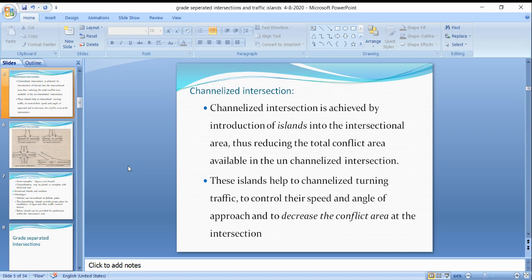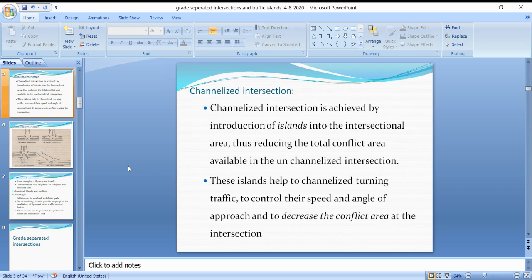We have already seen that 32 conflict points occur in the intersection: with pedestrians, with right turning and left turning, and in the middle. We have seen different colors for the different types of conflict areas, and all of them occur at the junction itself.